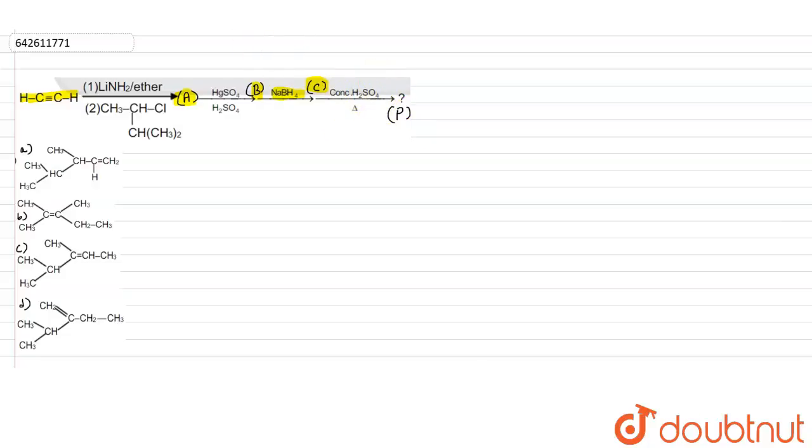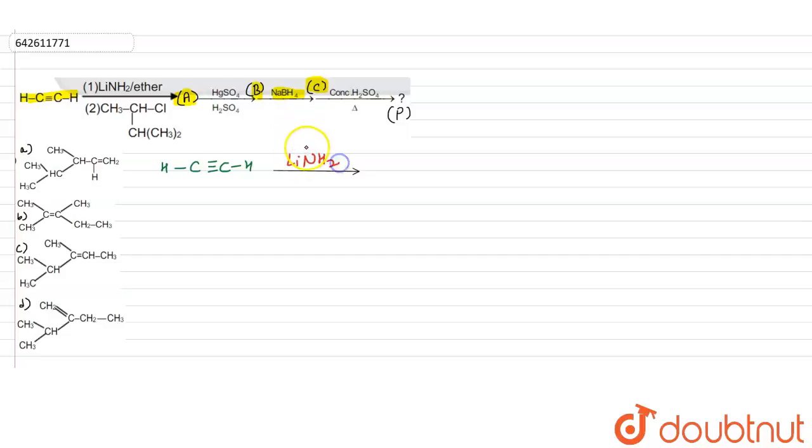First we have the ethyne molecule. Let me write it here. This is our ethyne. As we know, the hydrogen of the ethyne molecule is very acidic. Since it is acidic, it can be abstracted by a base, so that's why we have used a base here, that is LiNH2.